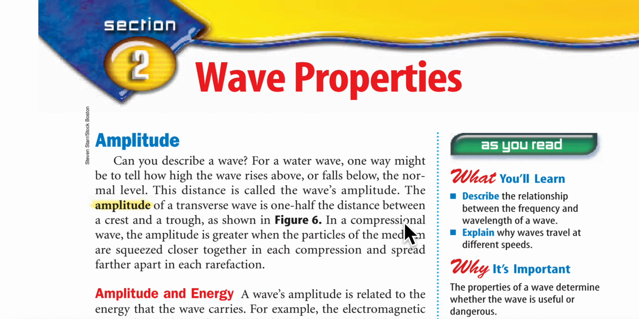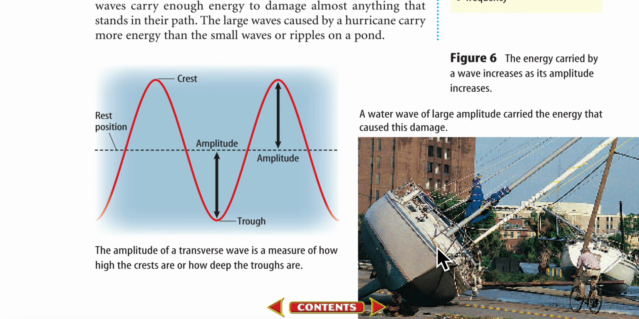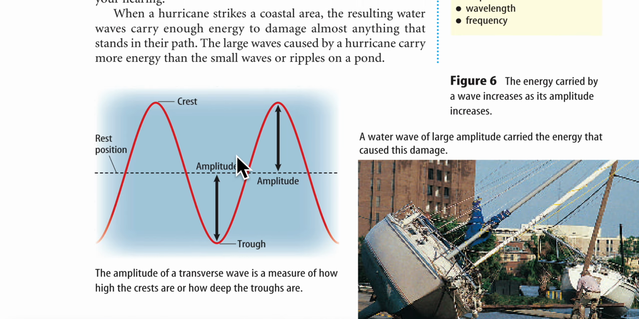In a compressional wave, the amplitude is greater when the particles of the medium are squeezed closer together in each compression and spread farther apart in each rarefaction. This is figure 6 here, and we have the crest, the trough. The amplitude is the distance between the rest position, this flat line, and the crest or trough.